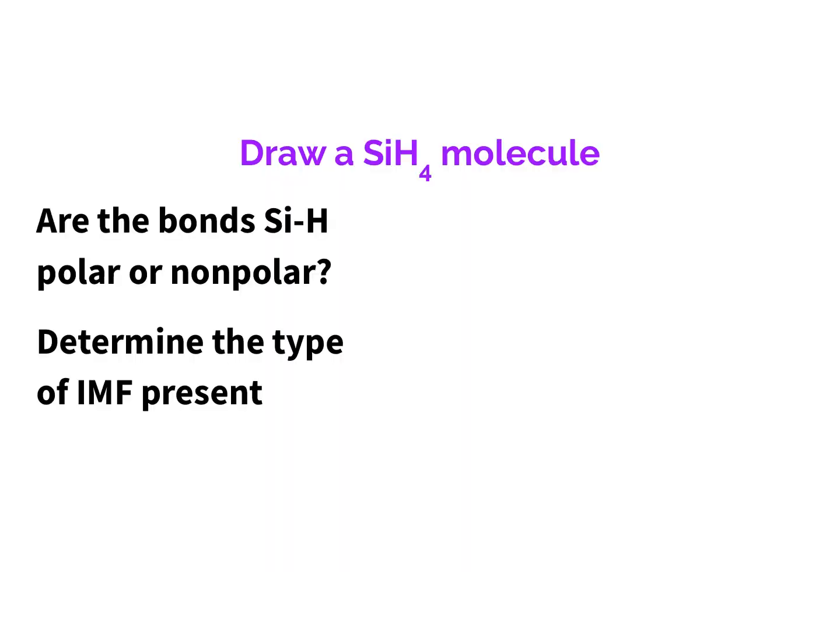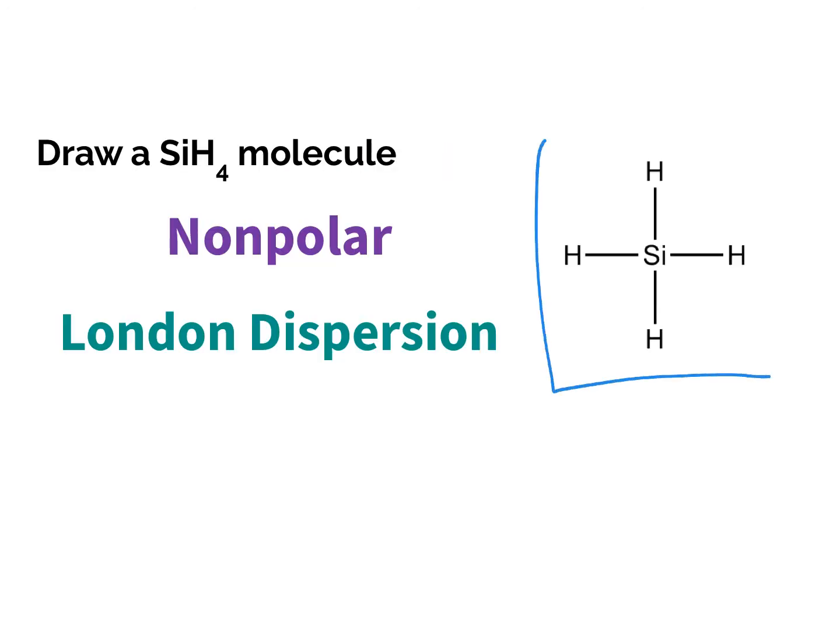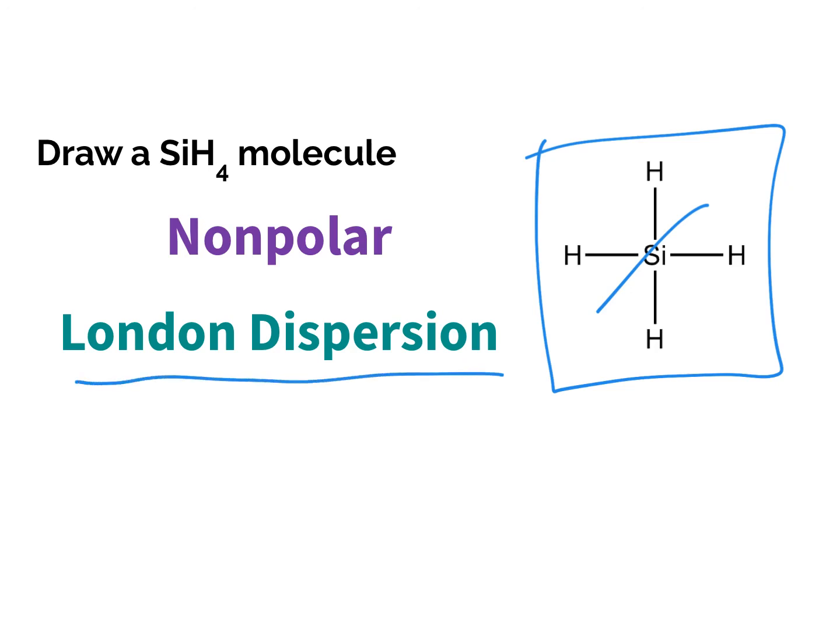Now, one last practice problem. Go ahead and draw an SiH4 molecule and then decide if the bonds are polar or nonpolar and determine the type of IMF present. So if this is our molecule, we see that it is nonpolar because we can draw a line through the middle and everything is the same on both sides. And we can assume that since this bond is nonpolar, it's going to experience London dispersion IMF.